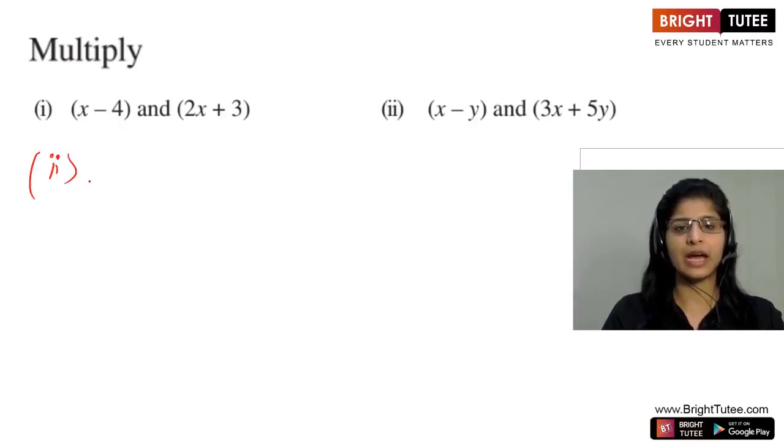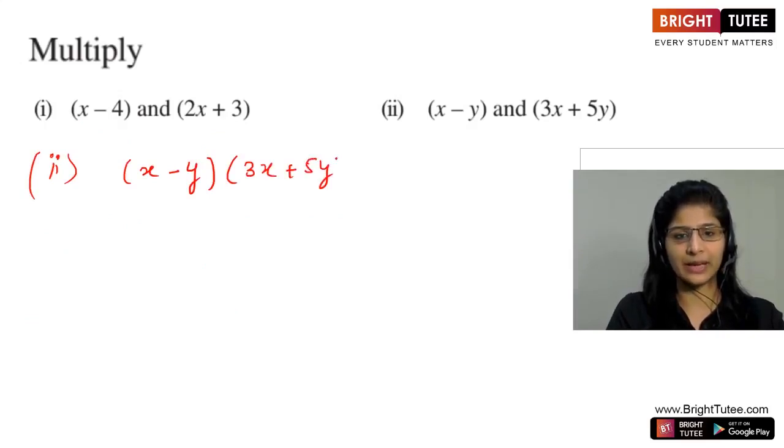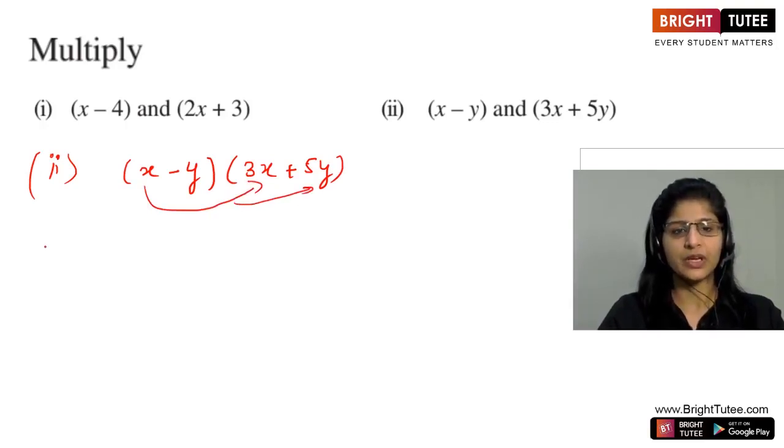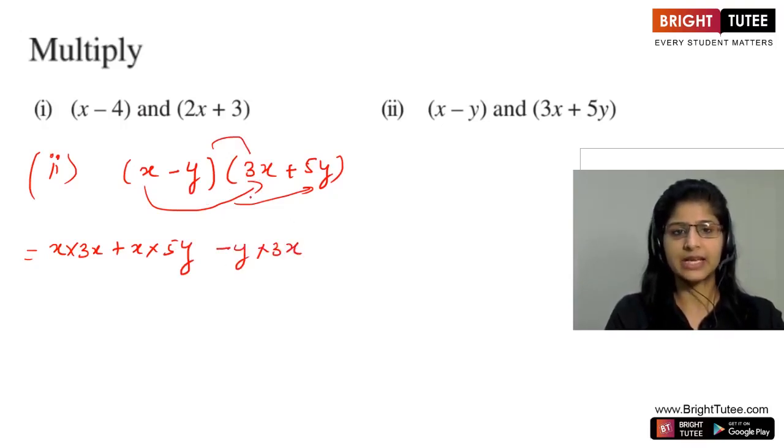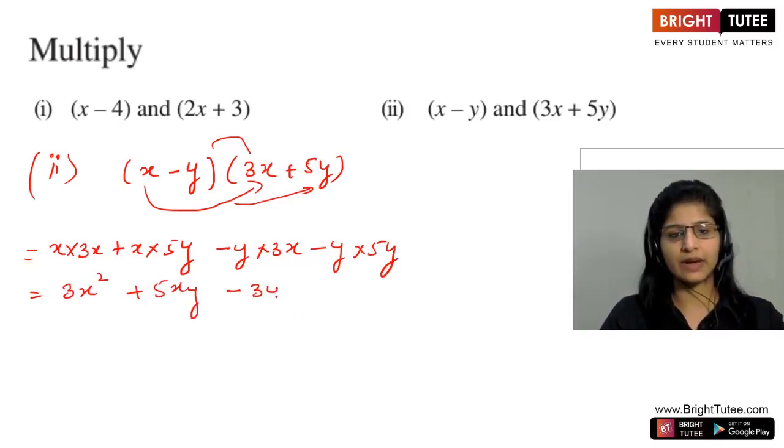In the second we are given x minus y, that is to be multiplied with 3x plus 5y. Okay, so first of all let us multiply x with both of it. So x gets multiplied with 3x plus x gets multiplied with 5y. Then minus y will get multiplied with 3x, and minus y will get multiplied with 5y, like this. Clear?